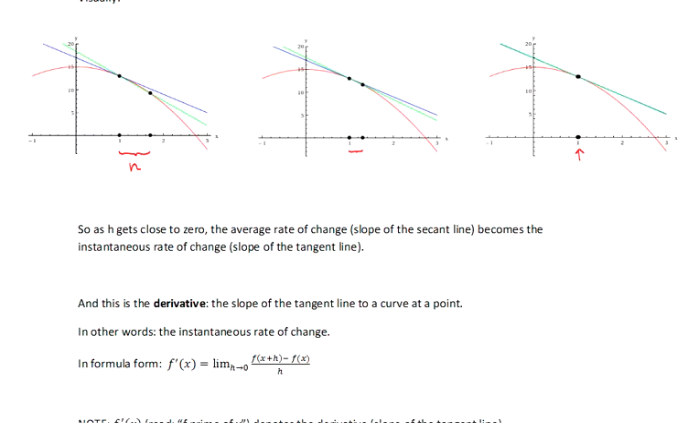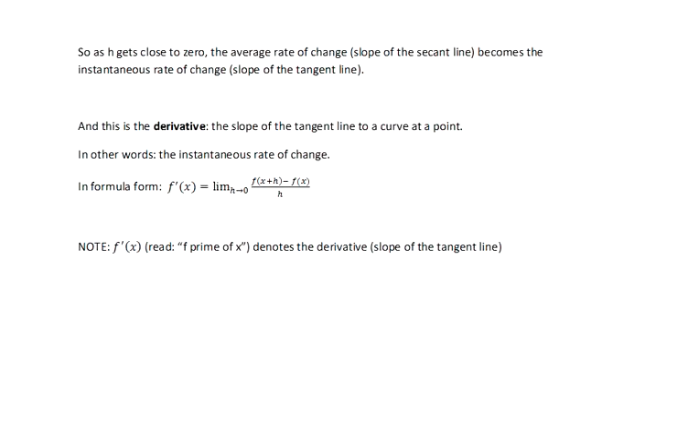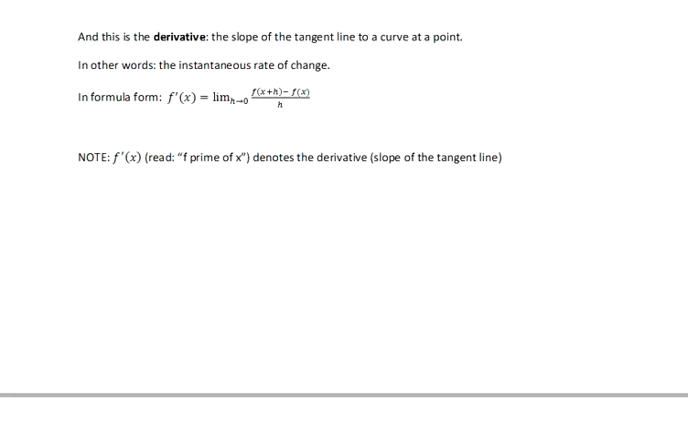So the derivative is the slope of the tangent line to a curve at a point. In other words, the derivative represents that instantaneous rate of change. And in formula form, we denote derivative using this notation here. It looks like function notation, but we've got a little tick mark after the f. We read that as f prime of x, and that's what denotes the derivative of a function. In other words, that's what denotes the slope of the tangent line.